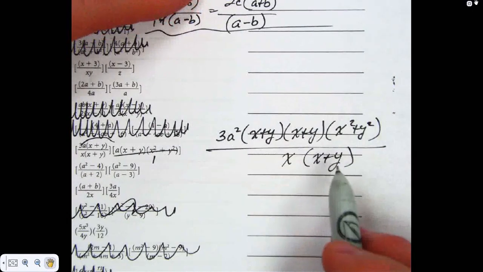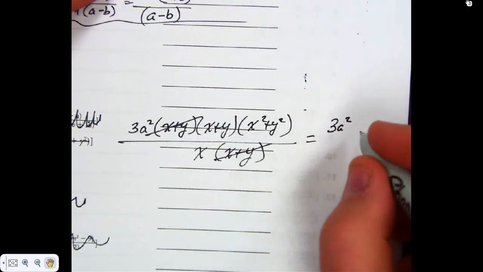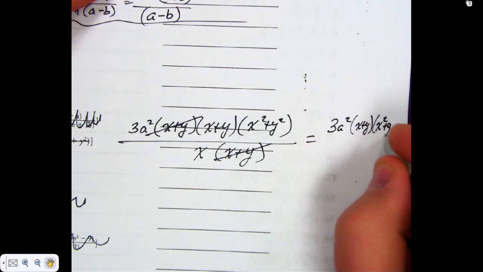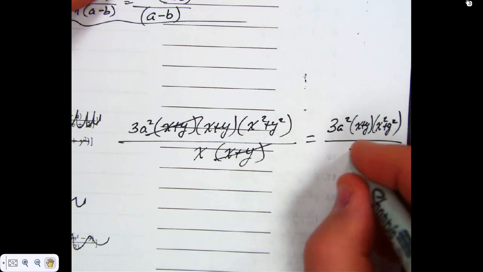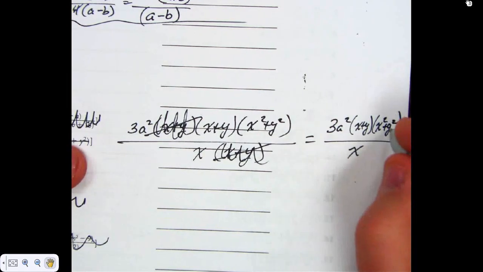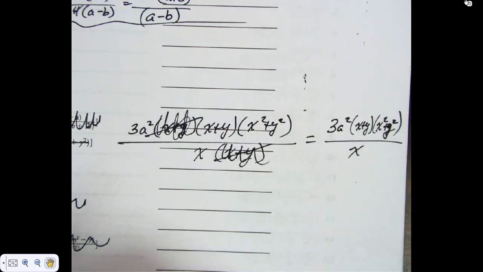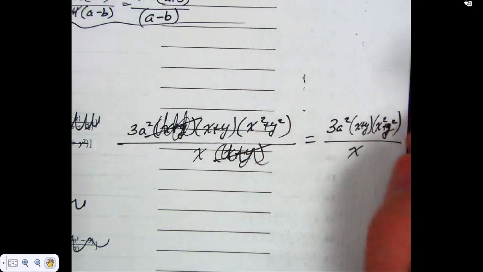Now that you've got everything into one big multiplication problem, you can now start canceling things. X plus Y cancels out with X plus Y. So as you see, what you're left with is just 3A squared times X plus Y times X squared plus Y squared. All of that over, well, all that's left down there is an X, right? Because these went away. I know this stuff can get complicated because it's ugly. But really, all you're doing is just canceling things that are the same. And like I said, I made it easier on you.